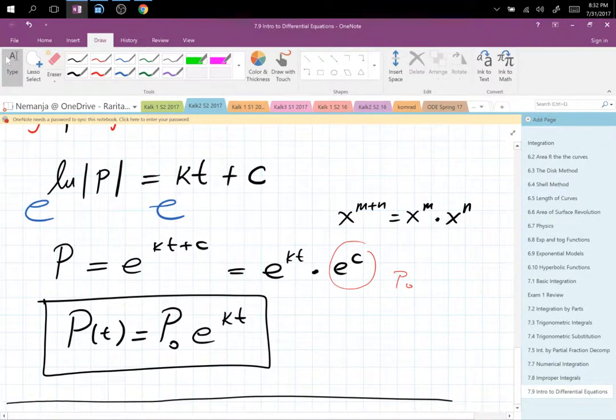Now, you've seen this model in your pre-calculus course. It was just given to you. But now you see where it came from.